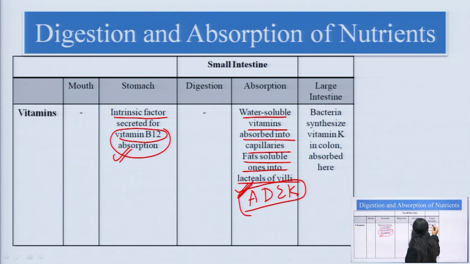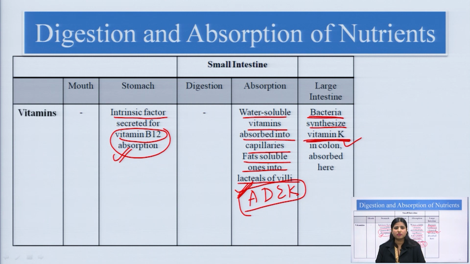In the large intestine, there are some bacteria present which are commensals for our body. They are not harmful for our body. Bacteria like Clostridium perfringens and E. coli synthesize vitamin K, and that vitamin K will be absorbed from that particular site, the large intestine.